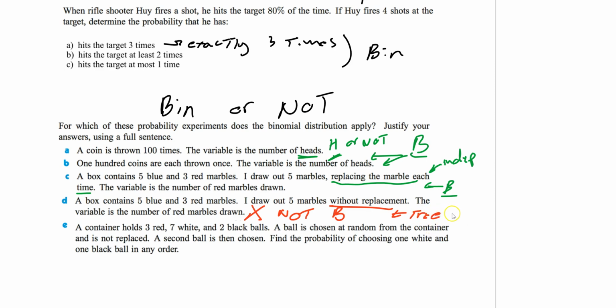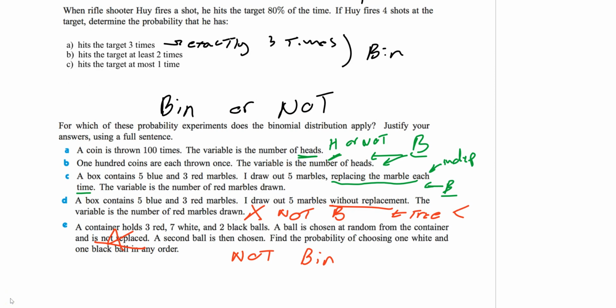I draw a tree diagram, our favorite thing ever, and then solve it. A container holds 3 red, 7 white, and 2 black marbles. A ball is chosen at random from the container and is not replaced. Done. Don't have to read anymore. I don't like reading anyway. Right? Not replaced means not binomial. I actually do like reading. That's just in the heat of the moment.